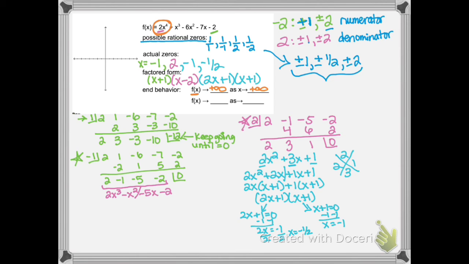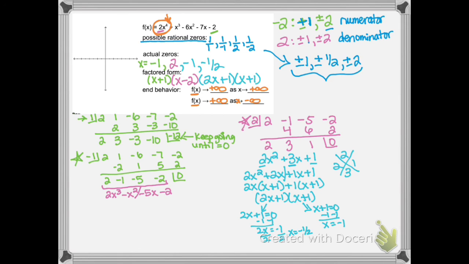Now the 4 as the exponent is an even number. Even means that the ends go in the same direction. So as the x's go towards, oh, and it looks like I forgot the x in there. As the x's go towards negative infinity, as we're going to the left, the y's are also going up towards positive infinity. So both ends are going up towards positive infinity.